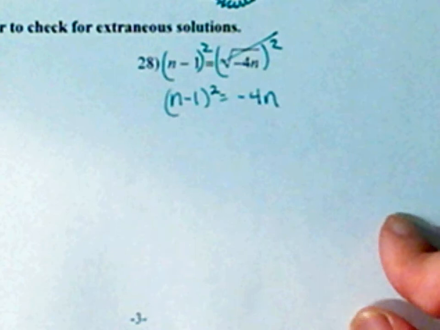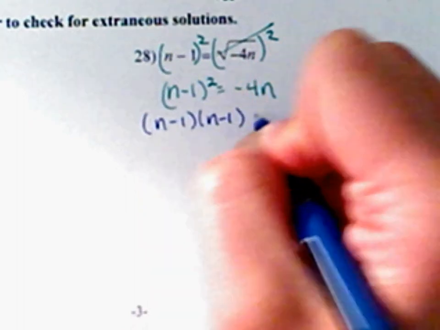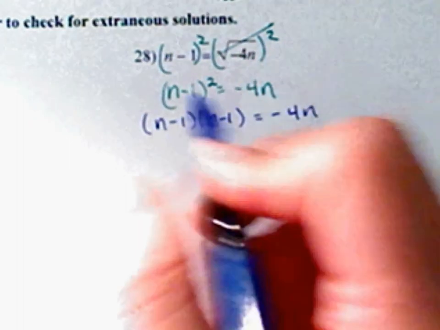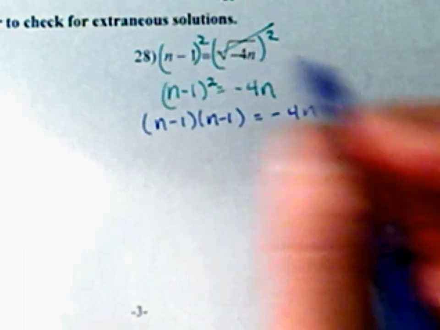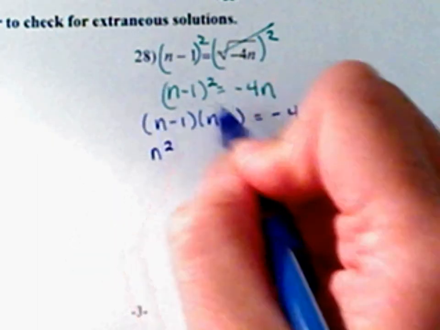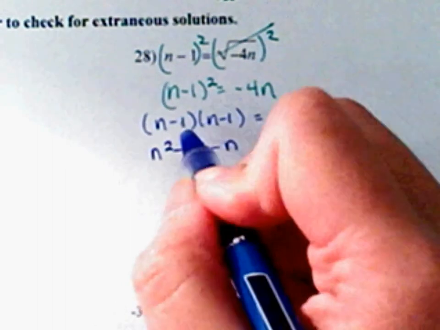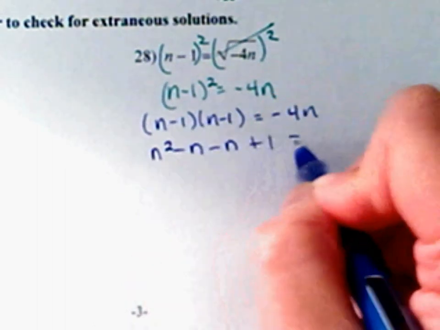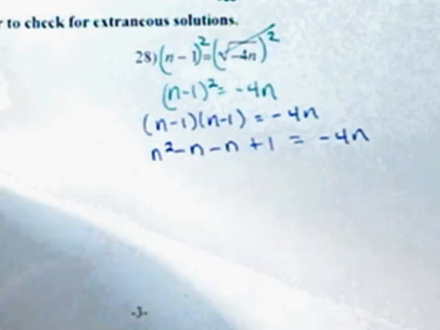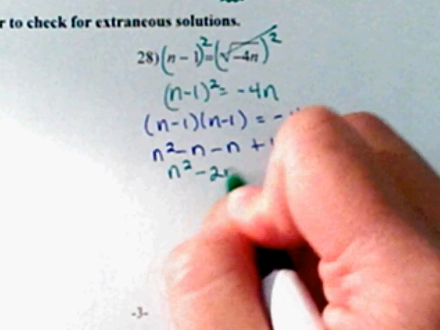This is the same thing as n minus 1 times n minus 1 equals negative 4n. Let's go ahead and distribute this out. So n times n gives you n squared. N times negative 1 is negative n. 1 times negative n is negative n. Negative 1 times negative 1 is positive 1 equals negative 4n. Okay? Combine your like terms. So n squared minus 2n plus 1 equals negative 4n.